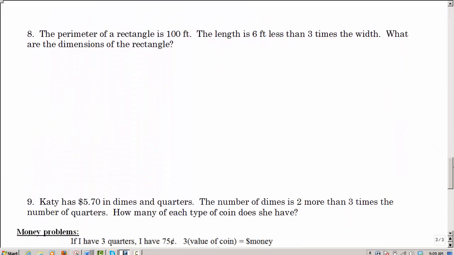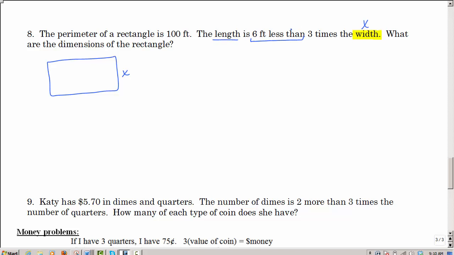Let's do another one. So this time we have the perimeter is 100 feet. The length is 6 feet less than 3 times the width. So again, you want to let that width be x. If my last word was length, I would let that be x, whatever's mentioned last. I'm going to draw my rectangle. X is there. This time the length is 6 feet less than.